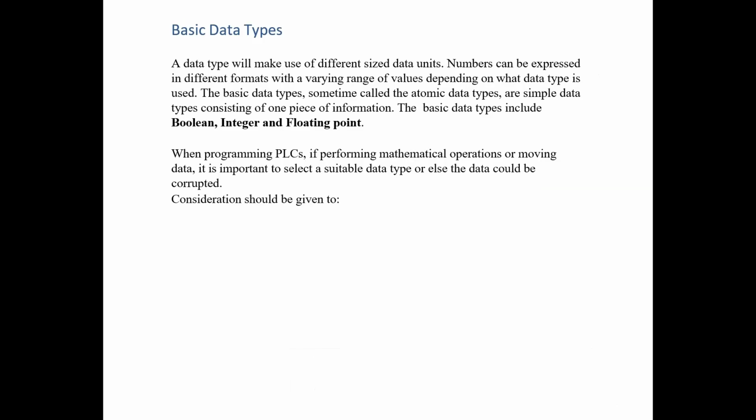That brings us to the basic numerical data types. A data type will make use of the different size data units. Data units can only store a series of 1s and 0s, but there is a code where numbers can be expressed in different formats with a varying range of values depending on what data type is used. The basic data types, sometimes called the atomic data types, are simple data types consisting of one piece of information. The basic data types include Boolean, integer, and floating point.